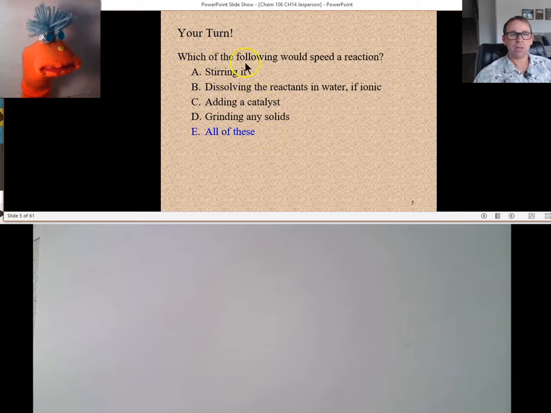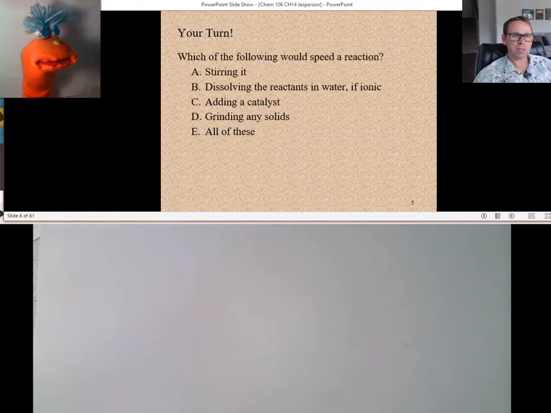Now, stirring it, if a reaction is already mixed, so if you have A combining with B and both are aqueous and it's completely stirred, then continuing stirring will not actually increase the reaction. But stirring it will increase the reaction if you have, for example, a solid in a liquid, or a solid in a gas, or two liquids that are immiscible, right? If there's just a surface, then stirring it will continually change that surface and agitate it.